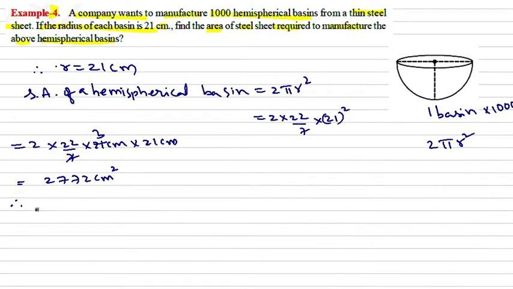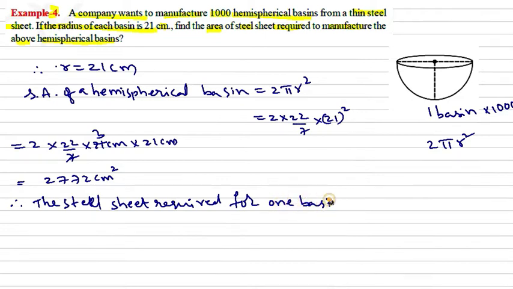Therefore the steel sheet required for one basin is equal to 2772 centimeter square.